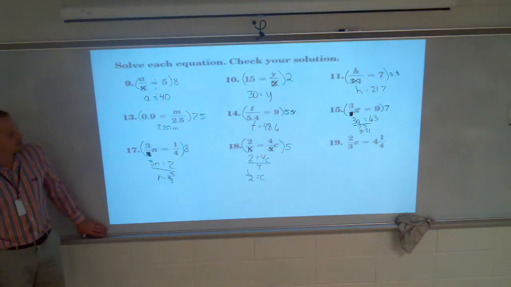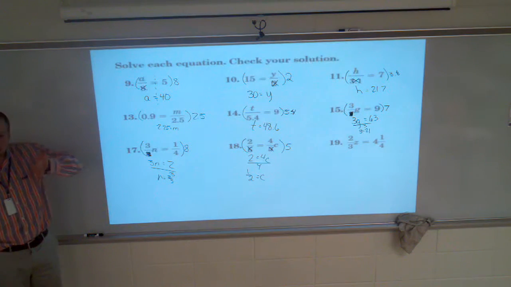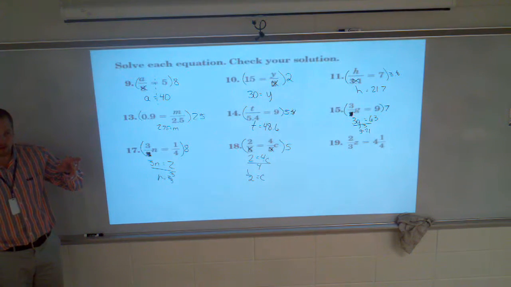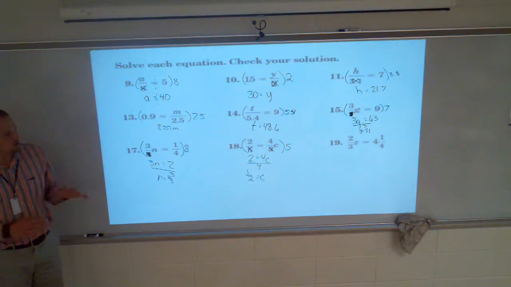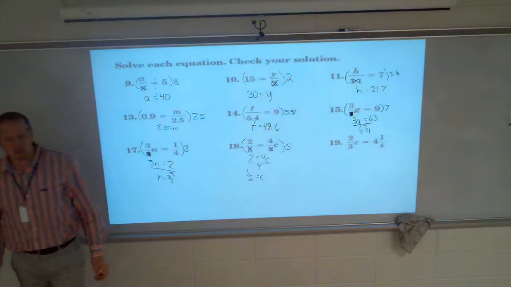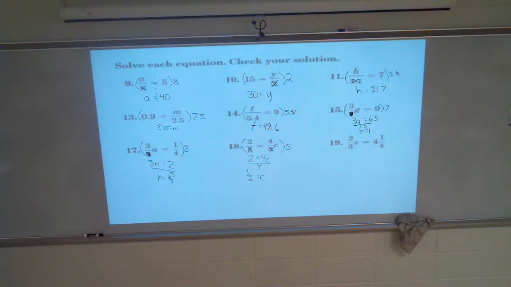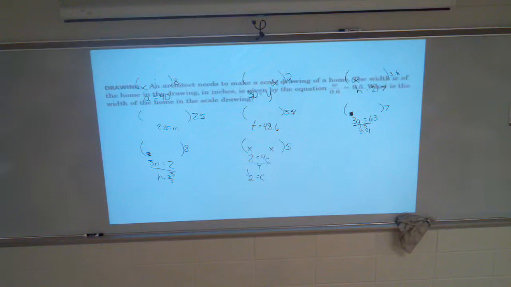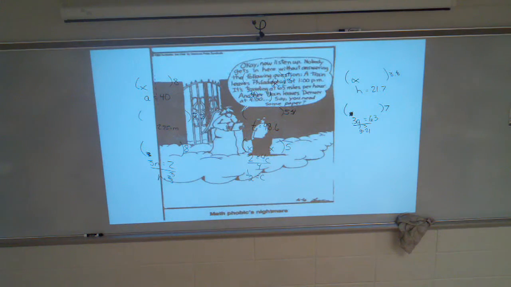So my suggestion, you can do either way. You can multiply it by the inverse to get rid of it. But my suggestion, and what you're going to do in Algebra 1, just clear out those fractions first. Multiply both sides by 5 and solve from there. Now, those are hard. I know that. I get that.